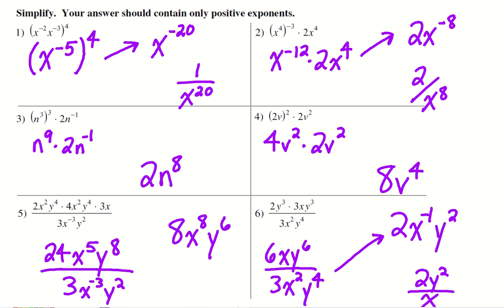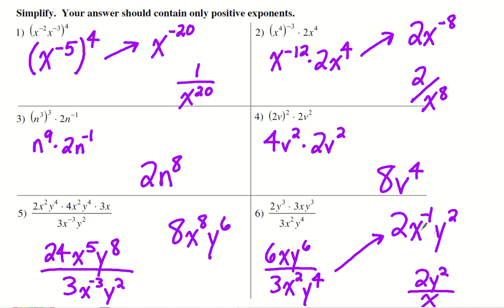So again, to summarize, you have to know when to add powers, which is like here, v to the second times v to the second, v to the fourth. That's when you add powers. When you multiply powers is like right here, when it's a power to a power, that's when you multiply. And when you're dividing with common bases, that's where you subtract.